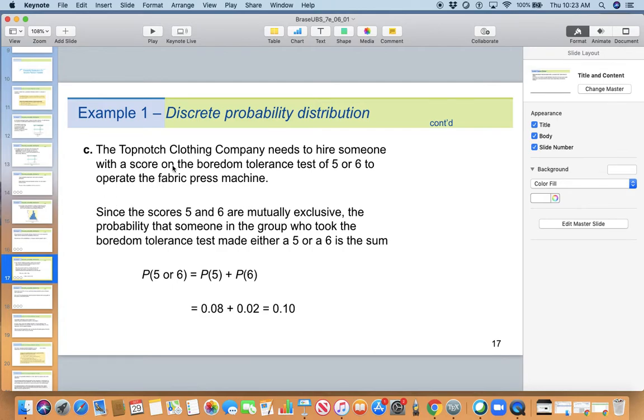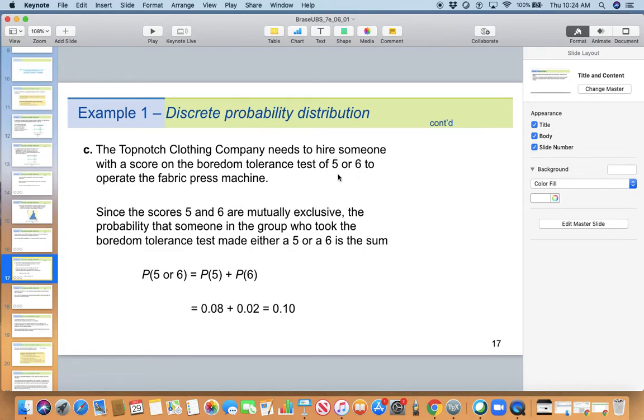Now here is another example continuing with the same example. The top-notch clothing company needs to hire someone with a score on the boredom tolerance of 5 or 6 to operate the fabric press machine. So this is a boring job. So you need someone who can tolerate boring work.